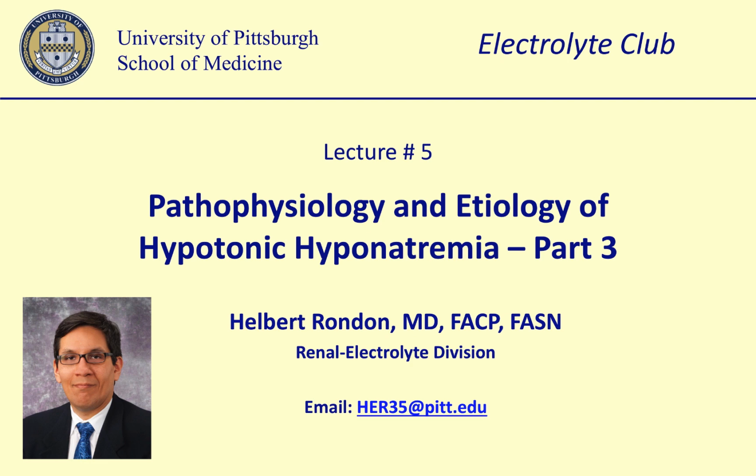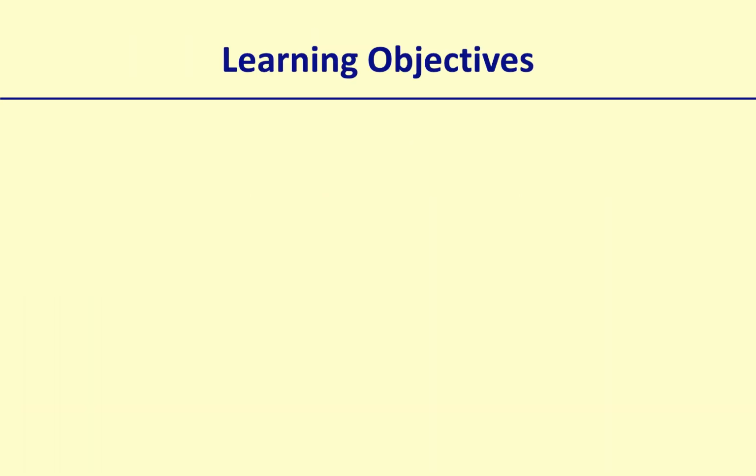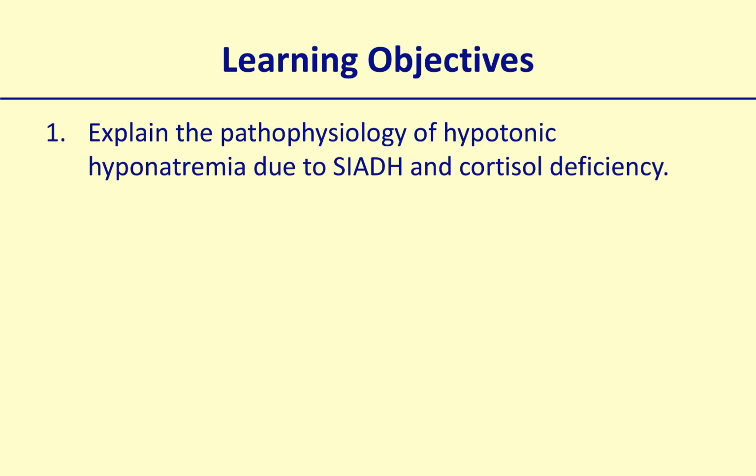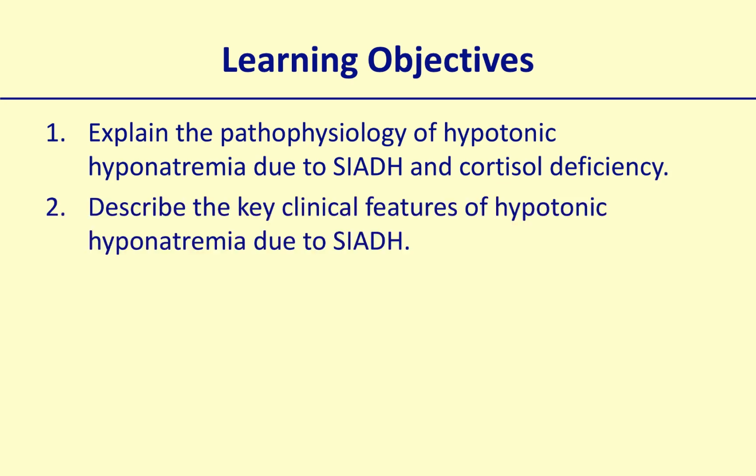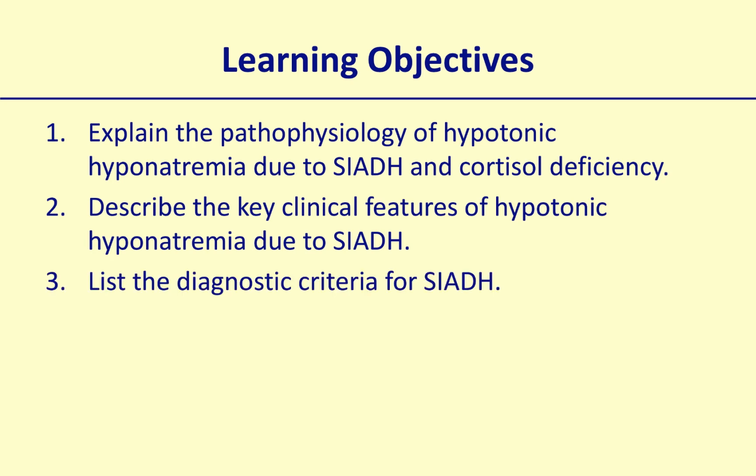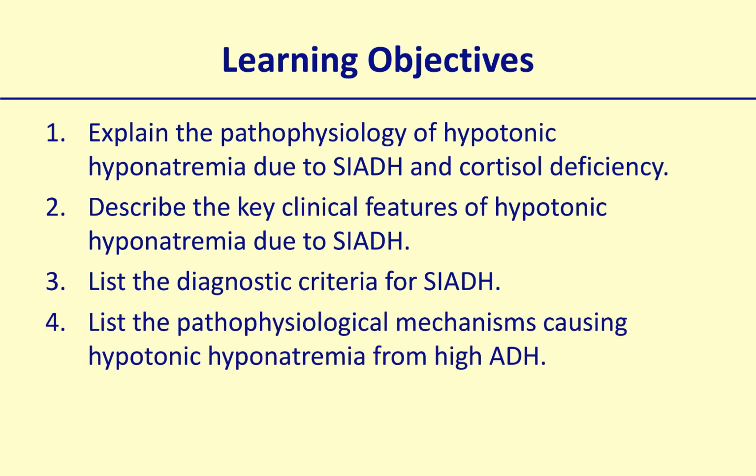This is lecture number 5, Pathophysiology and Etiology of Hypotonic Hyponatremia, Part 3. The learning objectives for this lecture are: number 1, to explain the pathophysiology of hypotonic hyponatremia due to SIADH and cortisol deficiency. Number 2, describe the key clinical features of hypotonic hyponatremia due to SIADH. Number 3, list the diagnostic criteria for SIADH. And number 4, list the pathophysiological mechanisms causing hypotonic hyponatremia from high ADH.